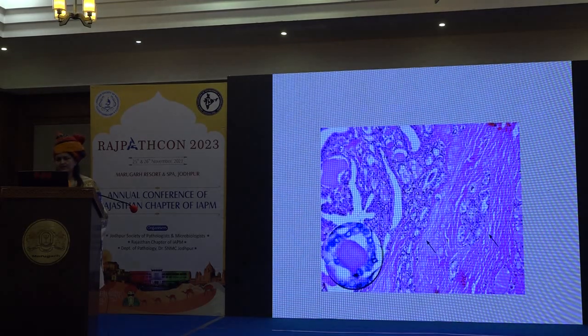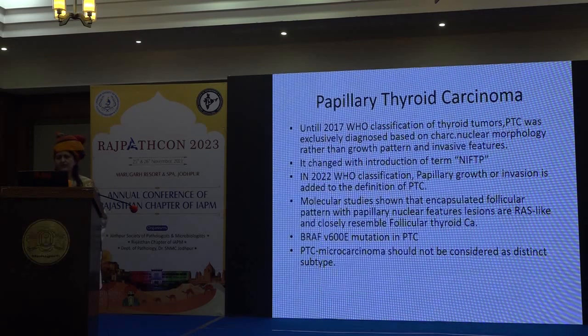So here you can see a nicely follicular pattern, encapsulated tumor with invasion, with the nuclear features of papillary thyroid carcinoma. So this is invasive encapsulated follicular variant with papillary-like features. So that is the reason it is separated.